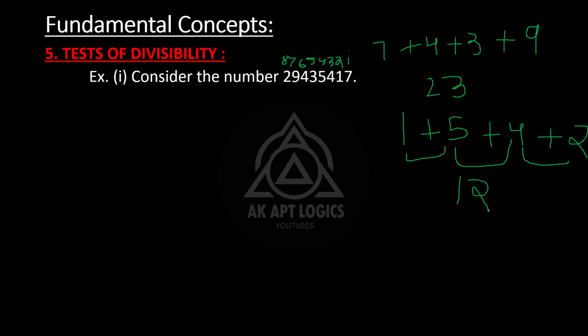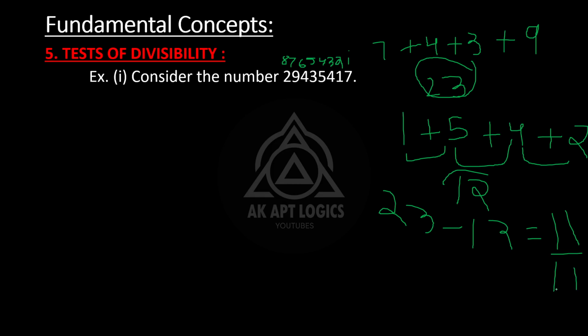So we have to subtract 12 from 23. We will get the answer as 11. Is 11 divisible by 11 or not? Yes, and the remainder will be 0 when we divide 11 by 11. So the given whole number is divisible by 11.